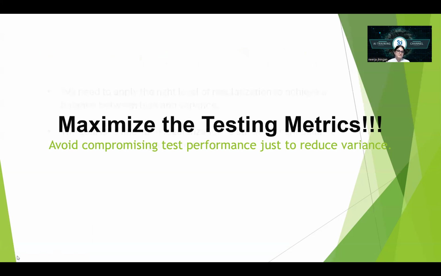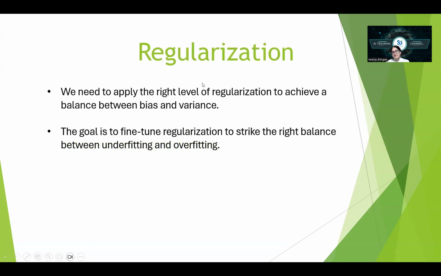Now, this is a regularization method. I will show you practically what a regularization method is. So we need to apply the right level of regularization to achieve a balance between bias and variance. The goal is to fine tune the regularization to strike the right balance between underfitting and overfitting. There are many methods that come under regularization. Today I am going to show a few of them, but to make it detailed, I will definitely make a separate detailed video on regularization.